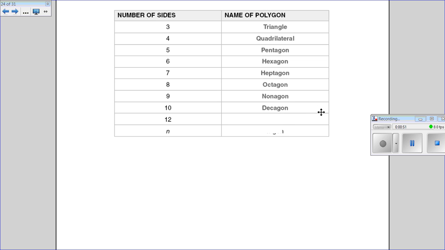Ten, decagon. Twelve, dodecagon, very similar to the dodecahedron that you did your project on. And anything more than that would be an n-gon, where n could be any number, like 11-gon or 17-gon.